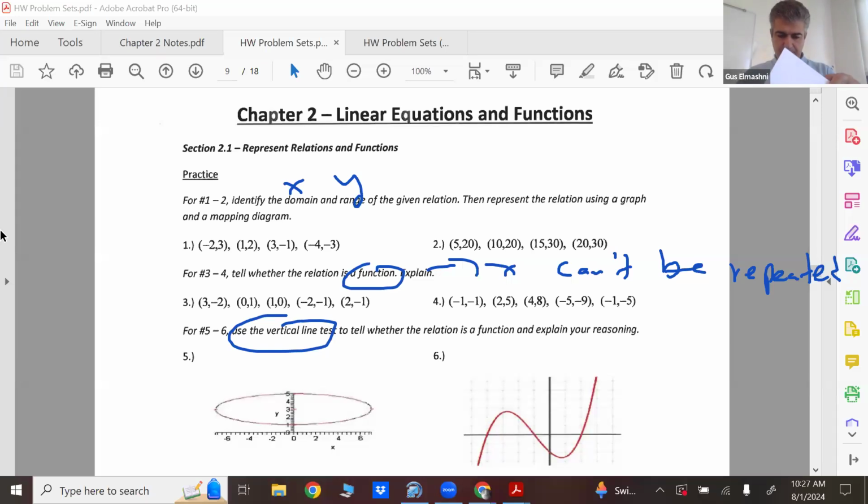Hold on a sec. Section 2.2, we'll see, number 1 through 4 all. Then 2.3. There we go. Okay, that should be plenty.